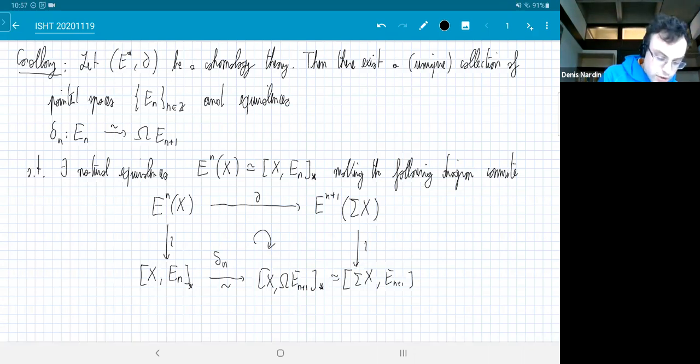And again, let me mention that these delta n's are part of the data. You cannot discard them and hope to have a useful thing. You cannot just ask them to exist without specifying them. These are the things that in the end you need to construct a boundary map in the long exact sequence of a pair. So they are important information.